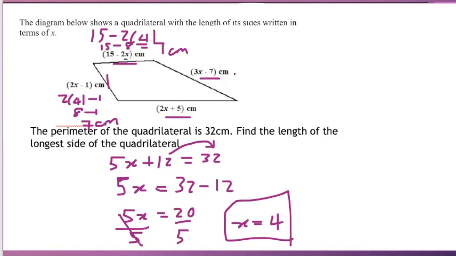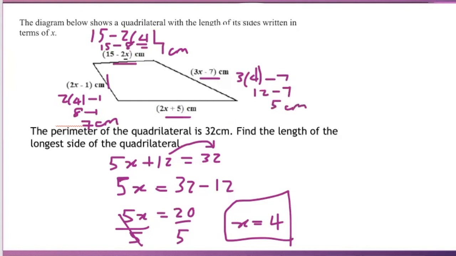Then I have 3x minus 7. So this is 3 times x, which is 4. So 3 times 4 is 12 minus 7. So this is 12 minus 7, and that is 5 centimeters.